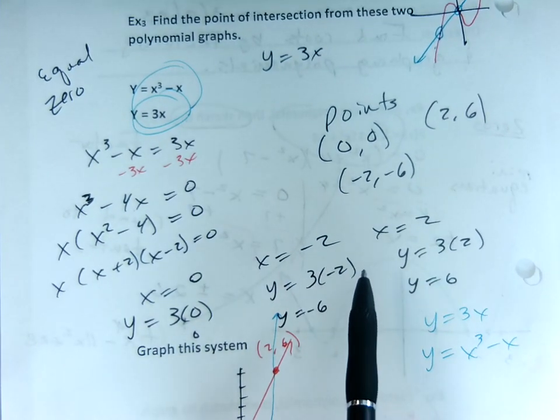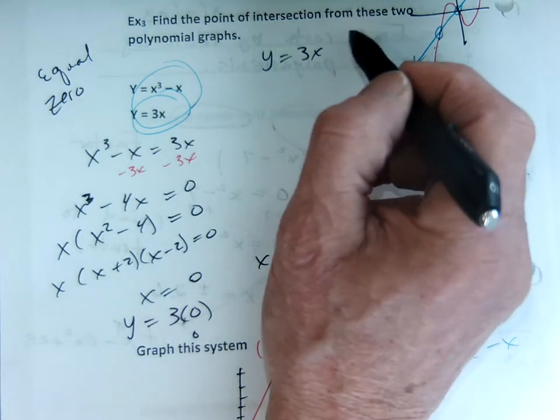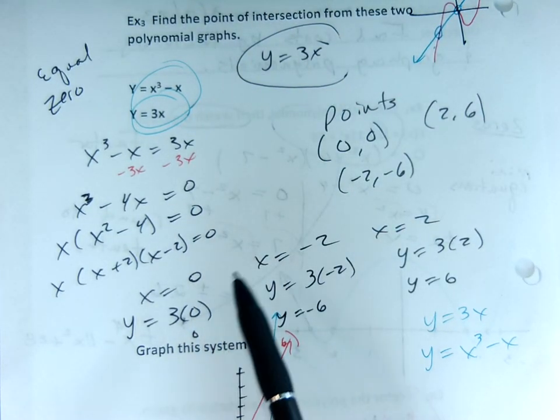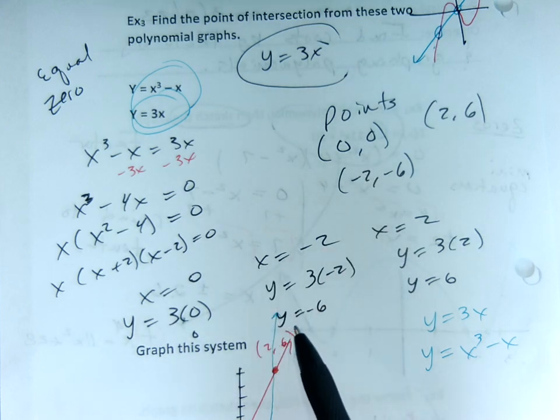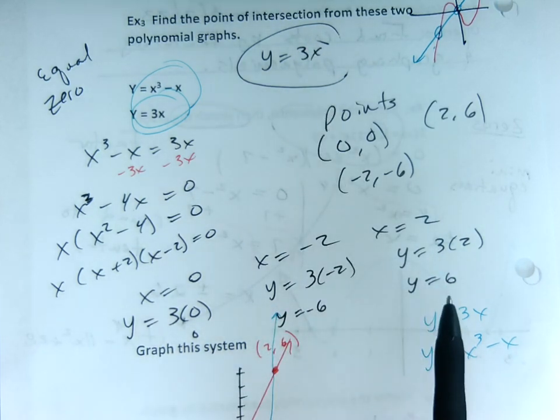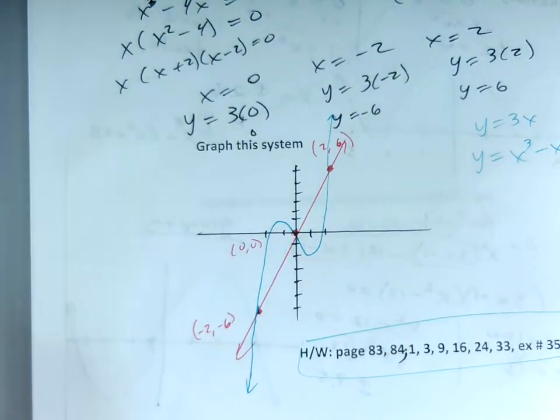Well, I need the corresponding y value because I need points, so I plug them into my y equals 3x. So I plug in 0, and I get 0. I plugged in my negative 2, and I got negative 6. I plugged in my 2, and I got 6. So these are my 3 points. And I graphed it a little bit better, and there it is. Okay?